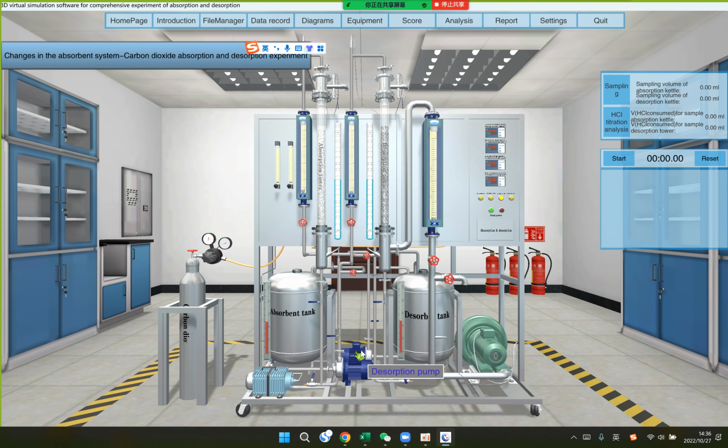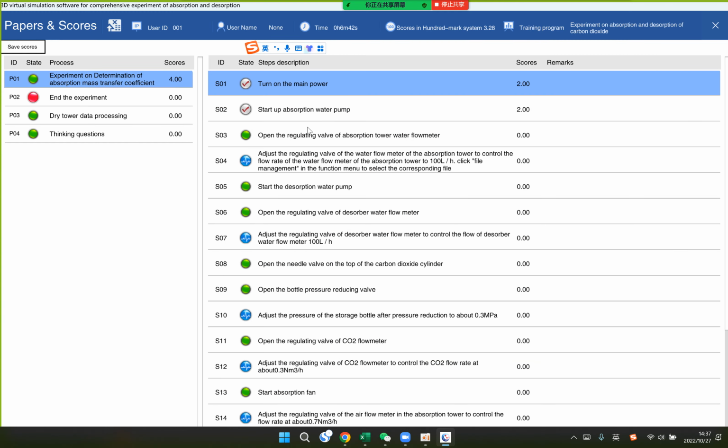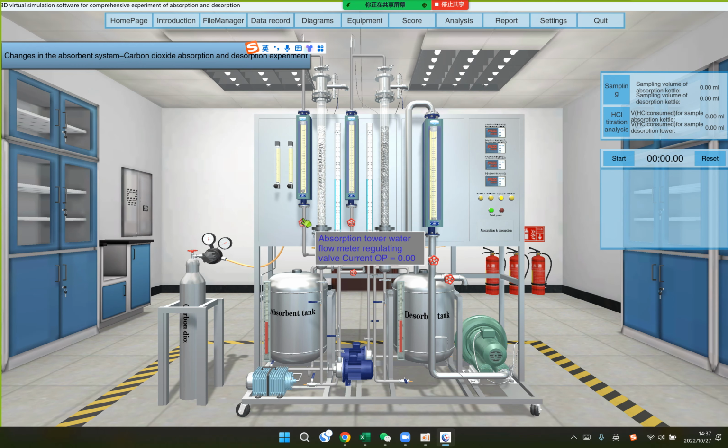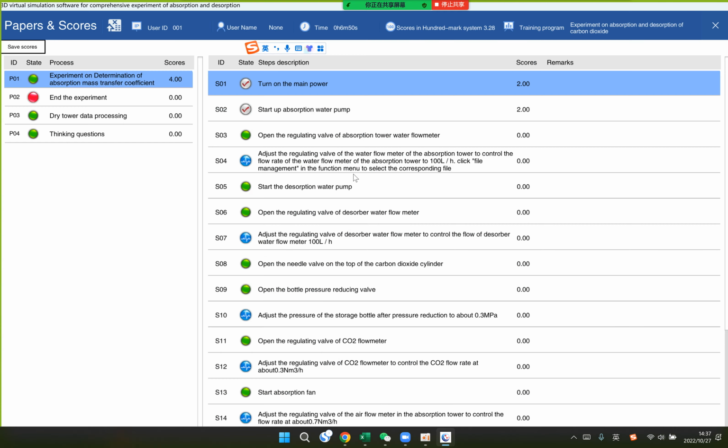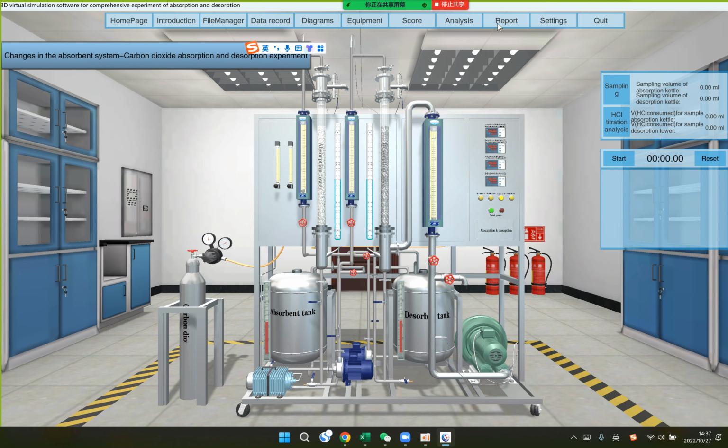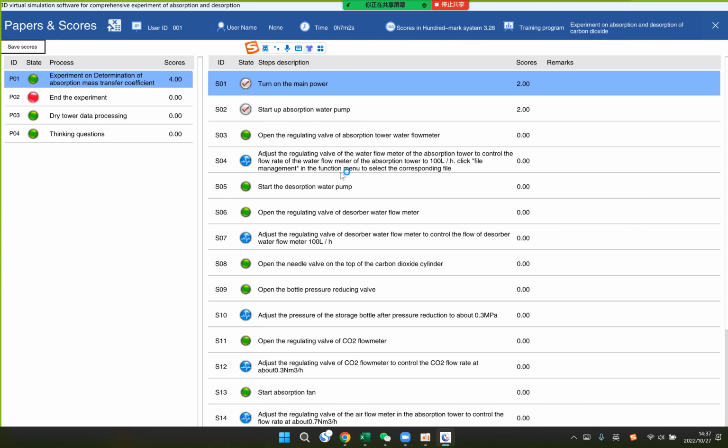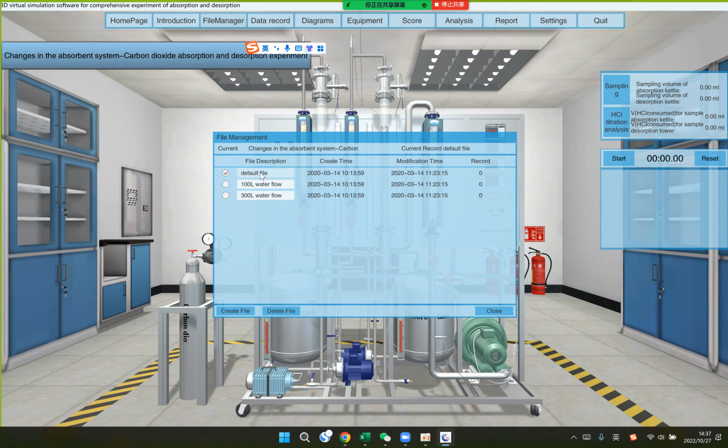It's for the pump behind the screen. Okay, and then open the regulation valve for the absorption tower flow meter. I think it's this one. So how much do we control it? Just to 100 liters per hour. And we have to go into the function menu to select the corresponding 100 liter water flow.